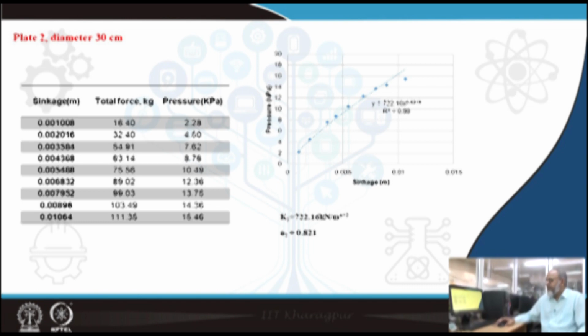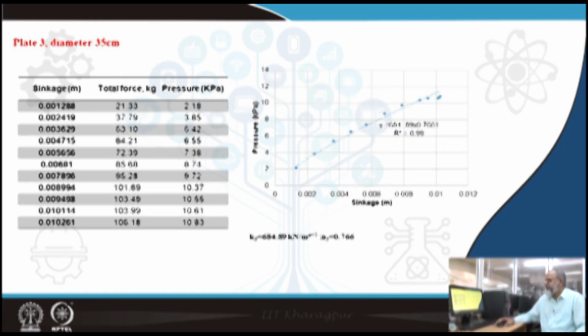So similarly we got data for a diameter of 30 centimeter. So these are the sinkage data, these are the force data which you got, then we converted into pressure data. So this pressure data is plotted against the sinkage data, and again we saw that this is best fitted by a power equation where pressure is equal to 722.16 into sinkage raised to the power 0.8219. So that means the modulus of sinkage value which is denoted as K2 and the exponent of sinkage value which is denoted as N2 are found out from this equation.